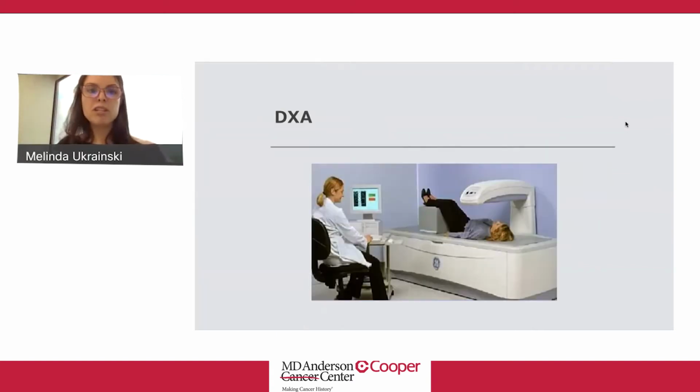So this is what a DEXA scan looks like. You lay on your back, feet elevated, and they take pictures of the hip, the spine, and the femoral neck. Generally, Medicare will pay for a DEXA scan every 2 years in postmenopausal women. They do measure the non-dominant hip. Follow-ups should be done on the same side.